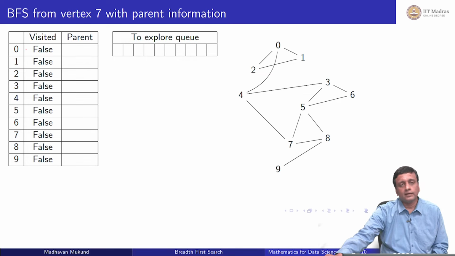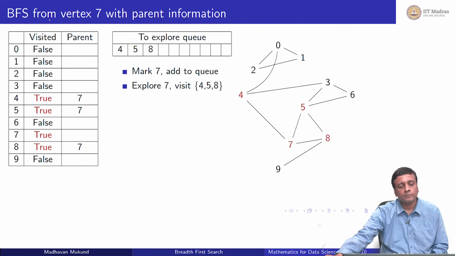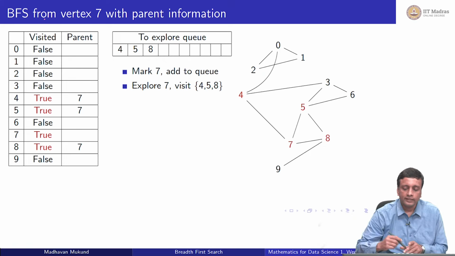So this can be done along with breadth first search with no extra cost except that we record more information. So as before, we start by setting visited to false. We are again starting with 7 so that we just have the same familiar computation to do. But now we have this extra column called parent, which records the vertex from which this vertex was marked as visited. So as before, we start by marking 7 and adding it to the queue. And then when we process 7, we add 4, 5 and 8 as marked, but we also set the parent of 4, 5 and 8 to be 7 to indicate that I came from here.